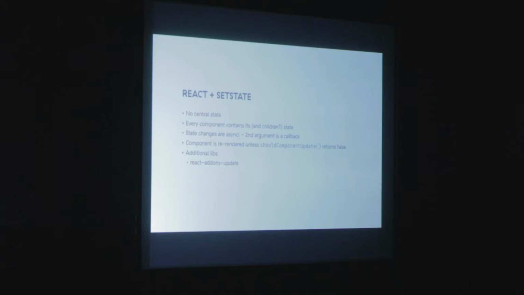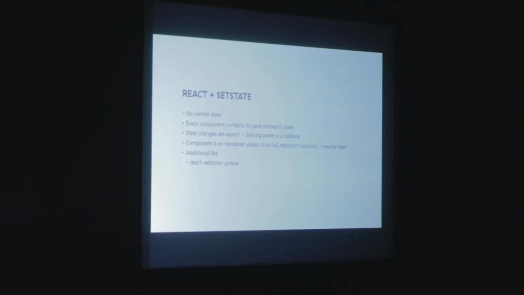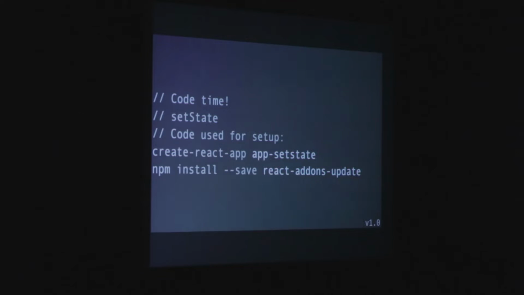So if you run set state twice in a function, the state won't actually be changed twice. It'll be changed once, but you can have a callback so you know when something changes. And the component will always re-render when you change the state, unless you have a shouldComponentUpdate function that returns false. And in this example, we'll actually need an additional library, React add-ons update, because without it, it would be really hard to update the inner parts of the state. You'll see when we get to it. So this is the first example here.